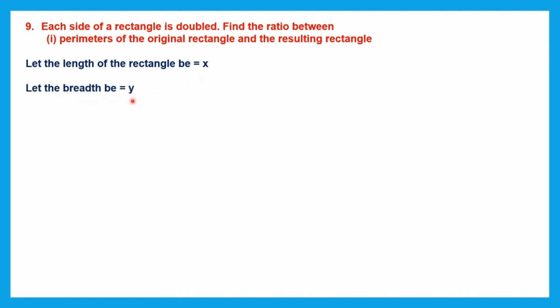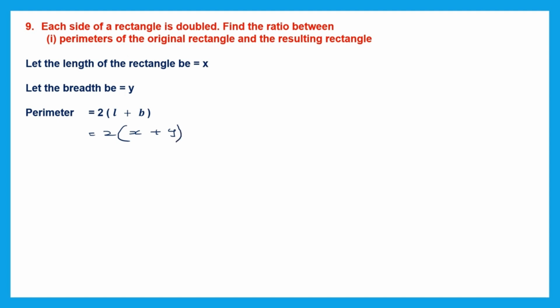In that case, if we have to find perimeter, the formula that we are using is 2 into length plus breadth. This will be equal to 2 into, and what is the length? Length is x and the breadth is y. So x plus y. So this is the perimeter of the original rectangle.